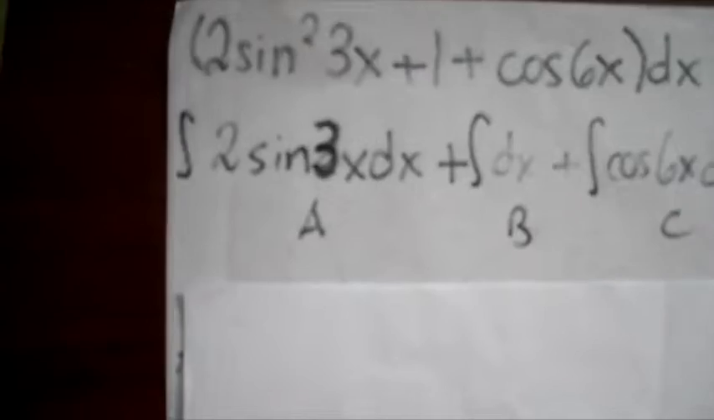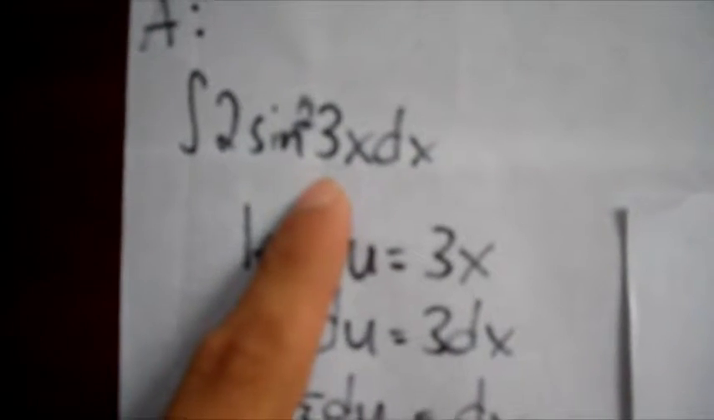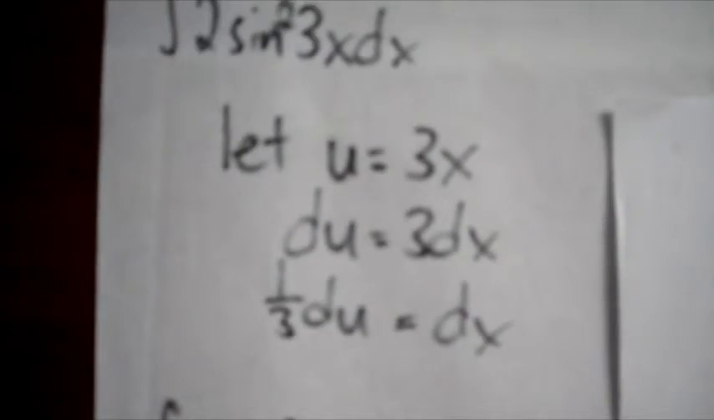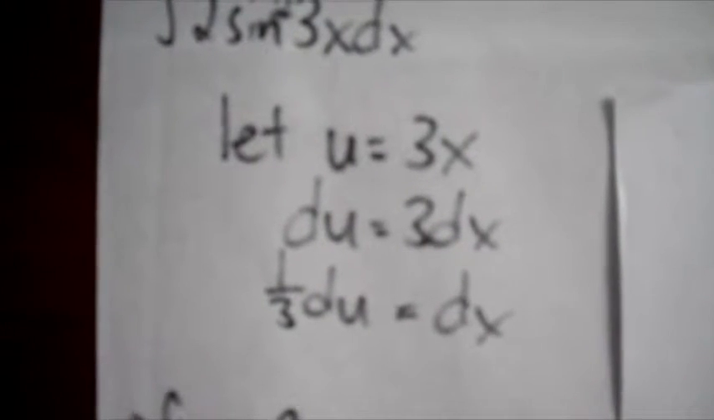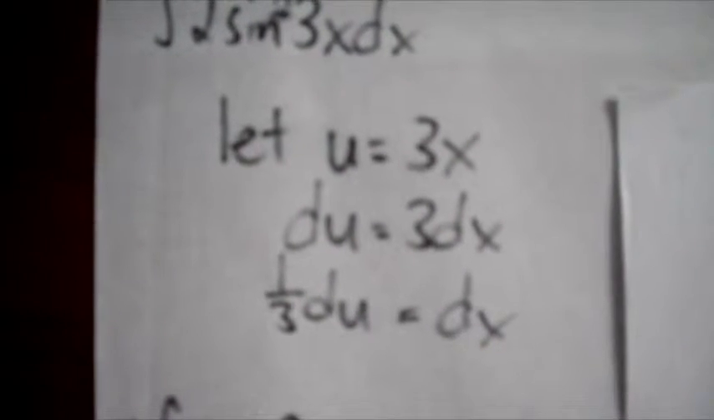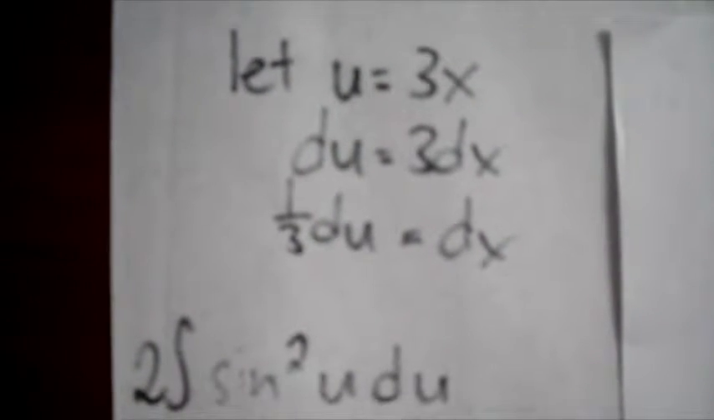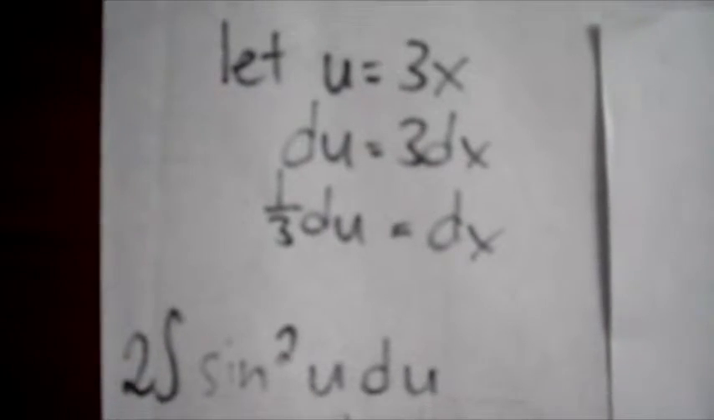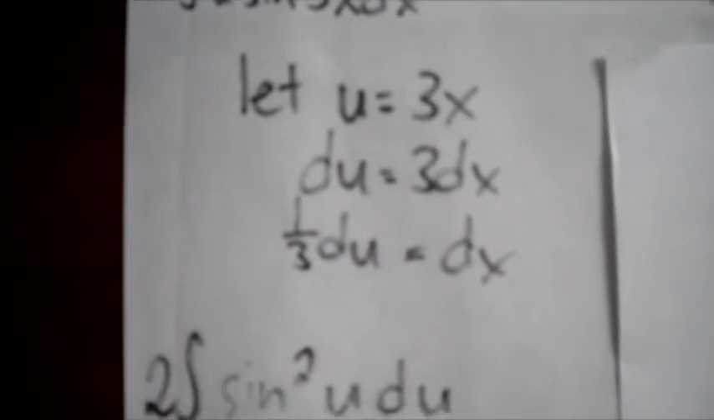To solve for A, which is the integral of 2 sine squared 3x dx, we first take the term inside the sine as a single term. So we let u equal 3x, and by getting its derivative, du is equal to 3 dx, and by dividing both sides by 3, we have 1/3 du is equal to dx. Substituting it into the equation, we get 2 times the integral of sine squared u du.